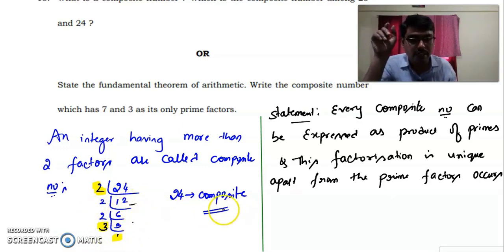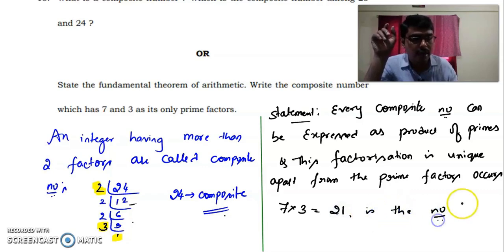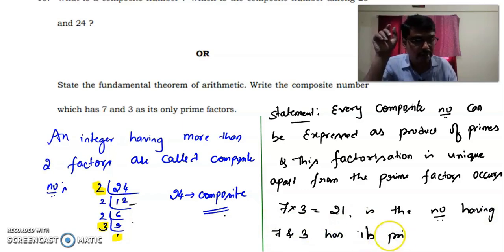So that is 7 into 3, so 21 is the number having 7 and 3 as its prime factors. Only its prime factors.